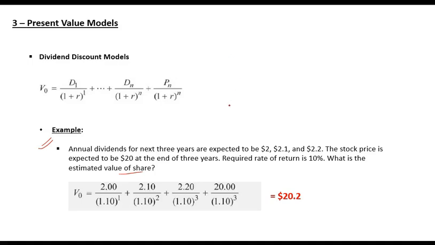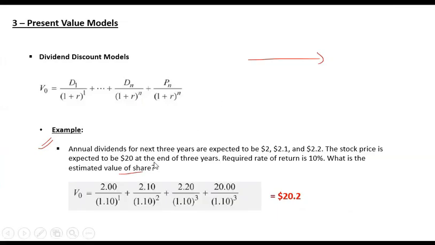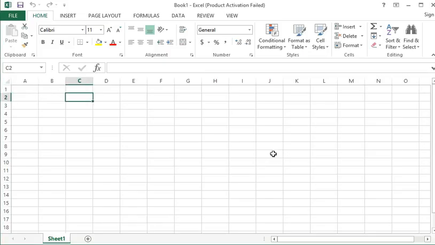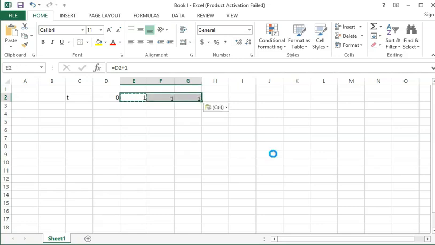First, the concept is simple: you will forecast future dividends and calculate the present values. The question says annual dividends for the next 3 years are expected to be 2, 2.1 and 2.2. So the first thing that you do is make a timeline, for example T or N, whatever the number of periods. So 0 and then 0 plus 1. We are talking about 3 years, so I will make a timeline for 3 years. Whenever you are performing any valuation, the first key point to remember is that you should make a timeline.